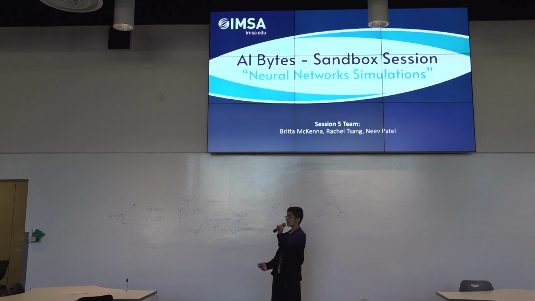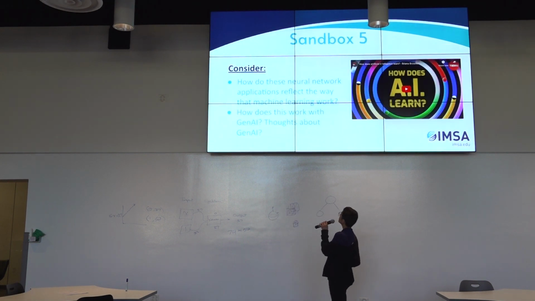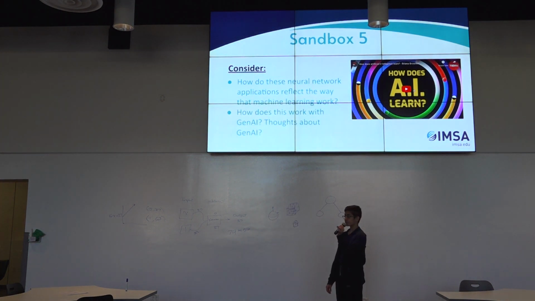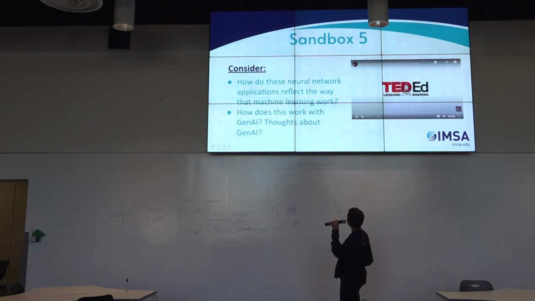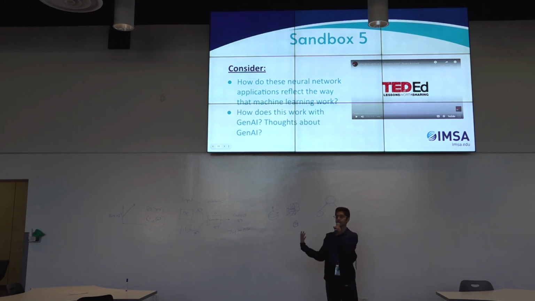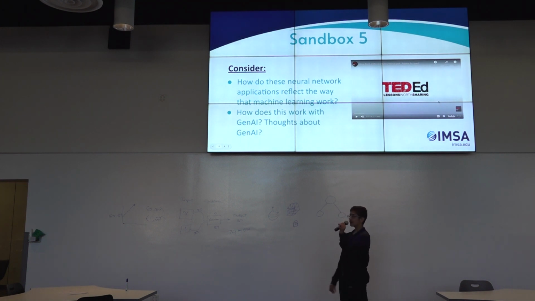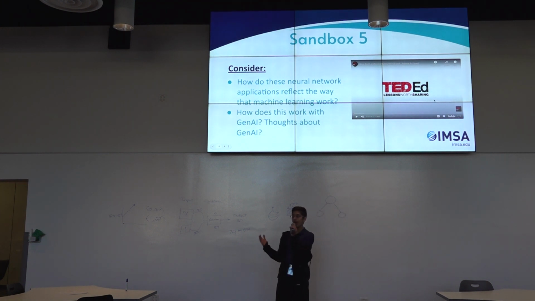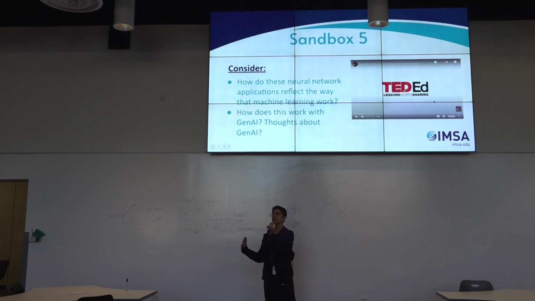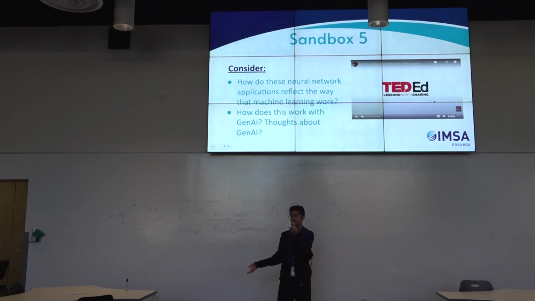So, a little bit about applications. We have a short video for y'all. So while you watch, please consider how are these neural network applications reflective of the neural network's purpose in itself, as well as how does this work with generative AI? So how can these neural networks be applied in something like ChatGPT, something that we've seen before?